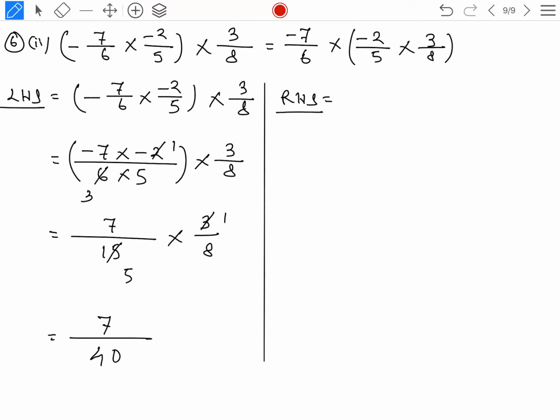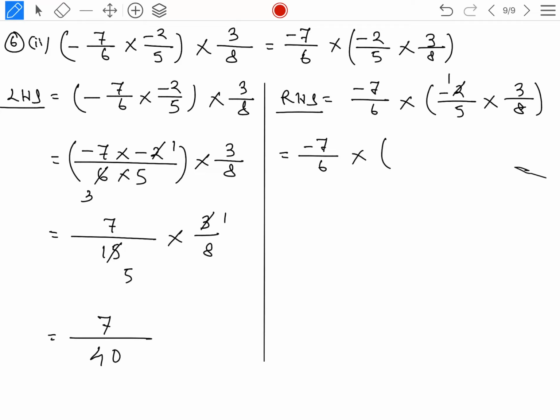If we solve the right hand side, then what we will get? It is given minus 7 by 6 into, and in bracket minus 2 by 5 into 3 by 8. So let us solve this one. If we solve, we will get minus 7 by 6 into, in the bracket you see 2 4s are 8, yes or no? 1 here 4.